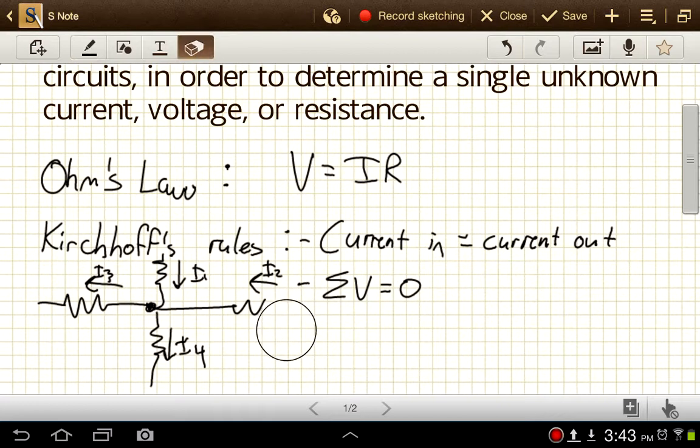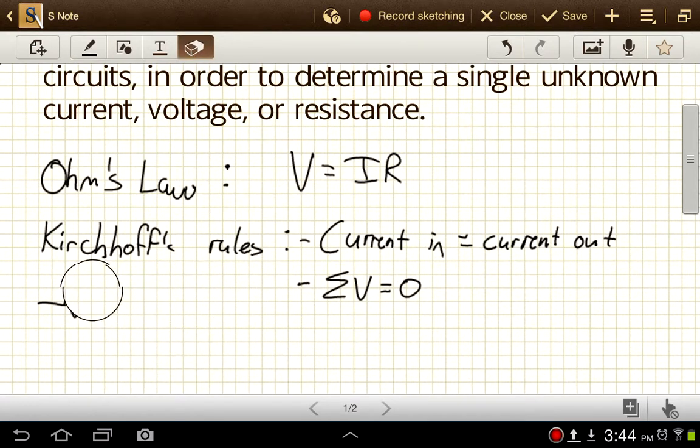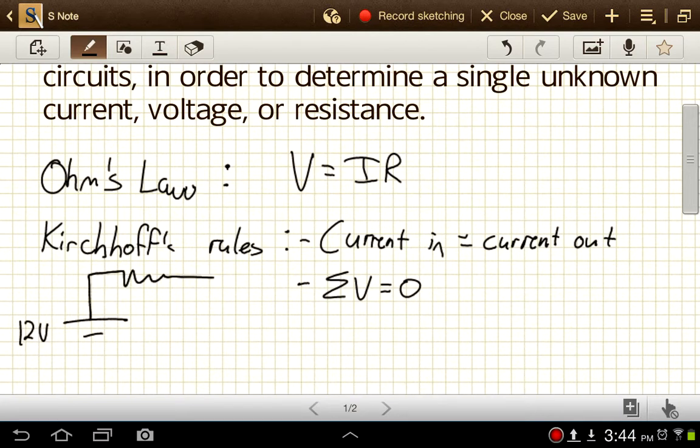The other one that we have used a little bit is the idea that the total voltage, the total change in potential energy for one complete loop of a circuit, has to be equal to 0. So if we have a battery, say of 12 volts, it doesn't matter what else happens around this battery, any path that we take to get around the loop, we have to have a drop of 12 volts.